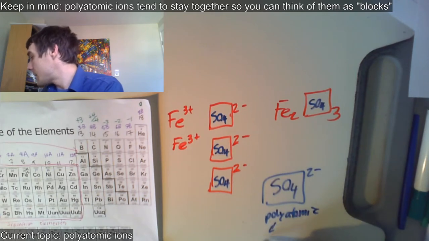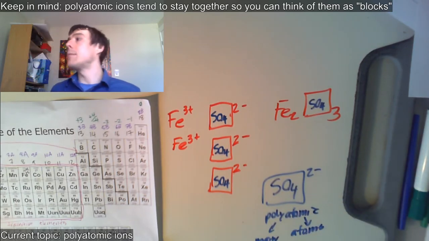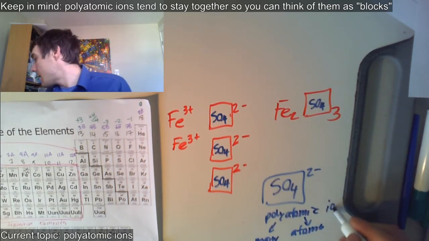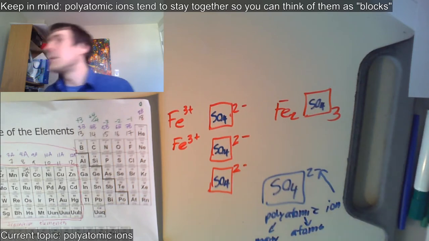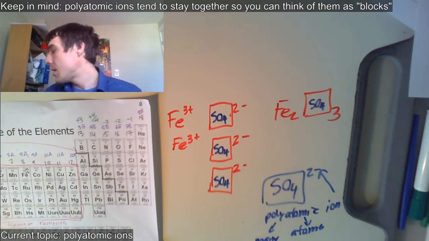When you break it down, that's many atoms, a polyatomic, many atoms, ion, and the ion is the charge. So it's many atoms that tend to stay together and they keep this charge. I like to think of them as blocks.